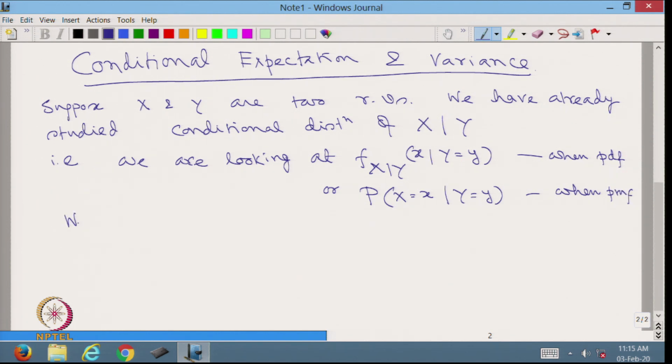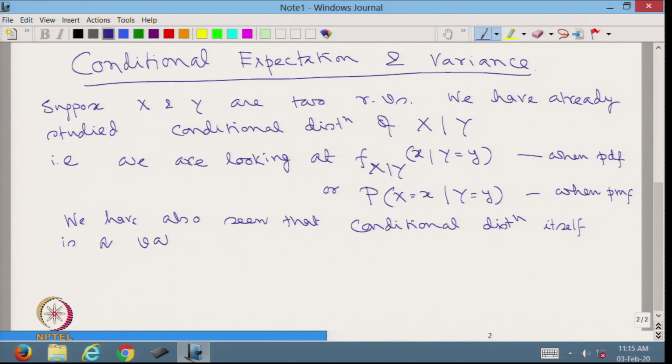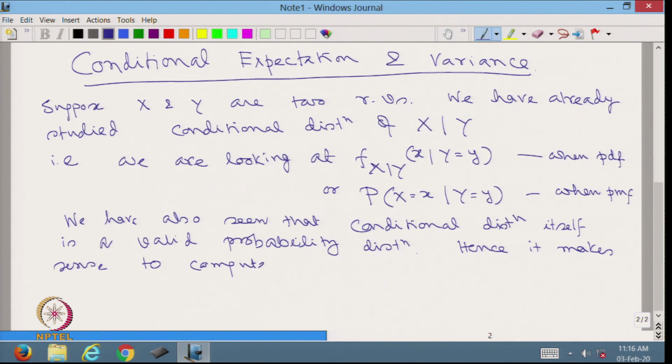We have also seen that the conditional distribution itself is a valid distribution, hence it makes sense to compute its expectation and variance.